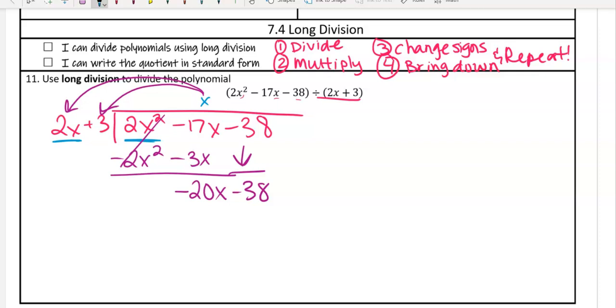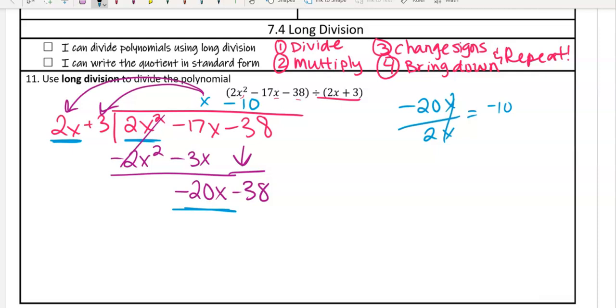All right, and we go right back into dividing. So negative 20x divided by 2x, that's going to leave us with negative 10. 20 divided by 2 is 10. It's negative. X's cancel out. If you want to see it over here, I'll do that really quick. Negative 20x divided by 2x will be negative 10, and the x's cancel out.